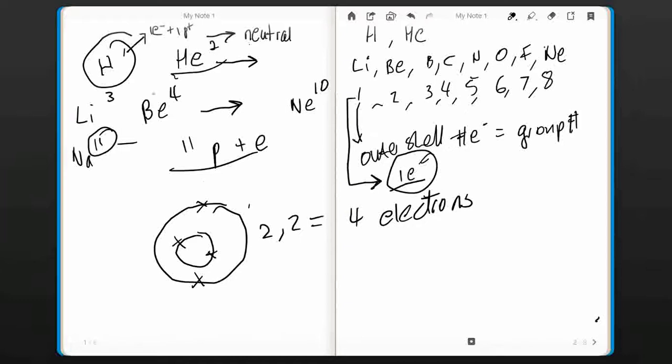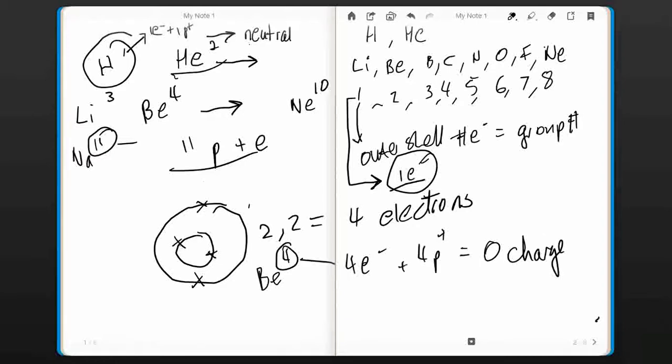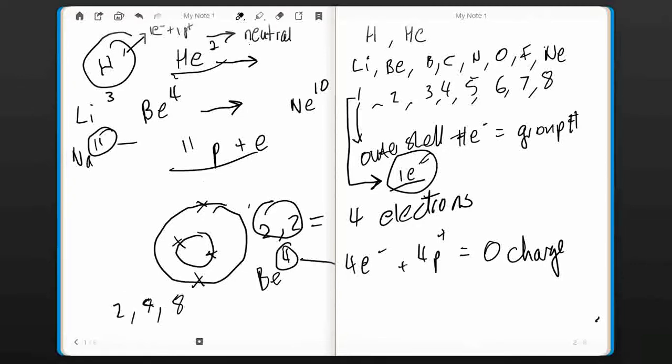Now, we can see here, I've got an example of beryllium, because beryllium is Be4. That's its atomic number, meaning it has 4 electrons plus 4 protons. That's just because 4 minus plus 4 plus equals 0. So it's 0 charge. And its electronic structure is 2, 2. Now, the first 3 electron shells are 2, 8, 8.